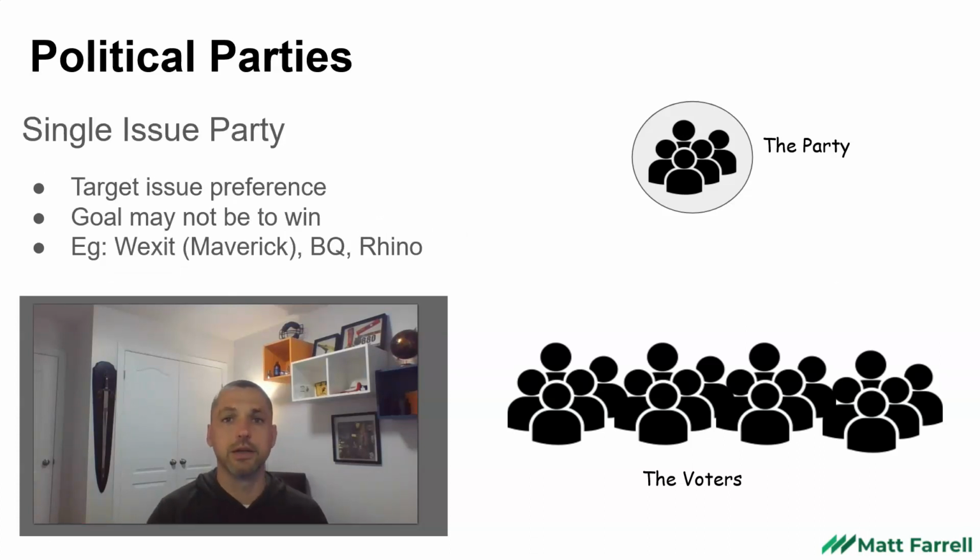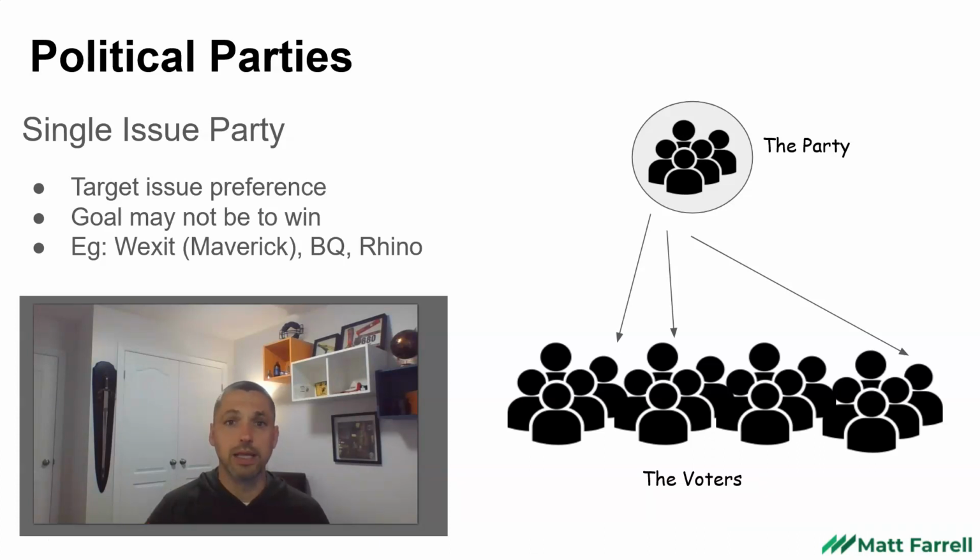Another example would be a single issue party. And a single issue party would try and target individual voters that are committed to one specific issue. And mathematically, it's really tough to win an election because what are the odds that most of the voters will share your preference for that one single issue? And as such, the goal of a single issue party is often not to win. They just want to be in the race to highlight their issue and to raise awareness for it.